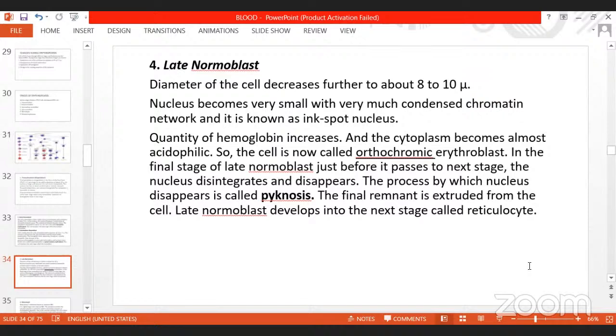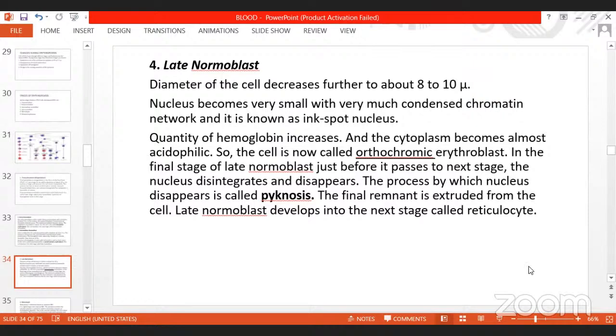Orthochromic erythroblast. In the final stage, the late normoblast, just before it passes to the next stage, the nucleus disintegrates and disappears. That is known as pycnosis. The final remnant is extruded from the cell. So in the late normoblastic stage, pycnosis happens, the final stage of condensation, or it is disintegrated.